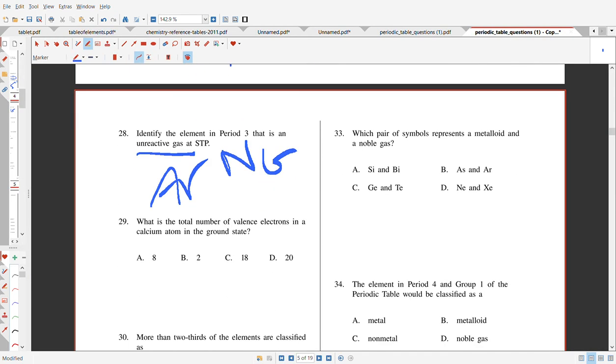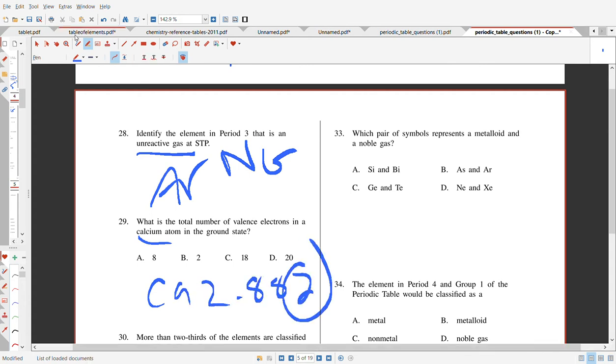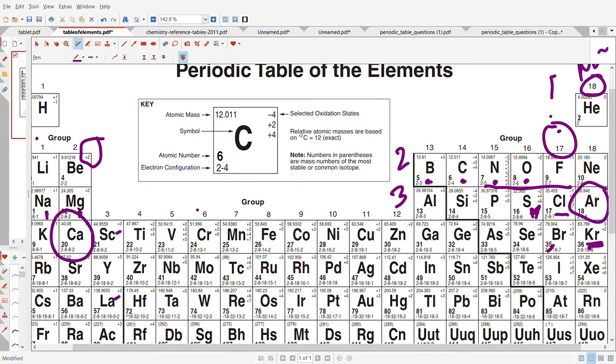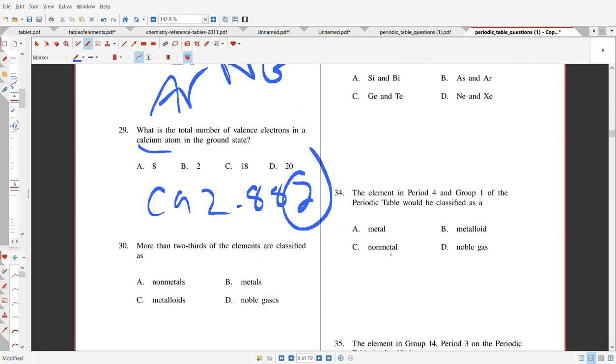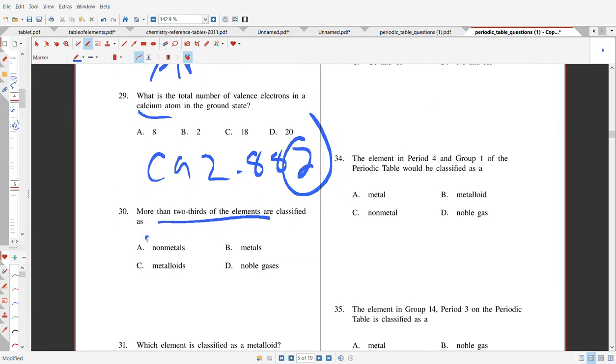How many valence electrons in calcium? Well, you're going to look up calcium, 2-8-8-2. So the last number is the answer, and I'm just going to show you calcium. You see it here, 2-8-8-2. So valence electrons is that last number. But you notice half of this you're going to look up. More than 2/3 of the elements are metals.